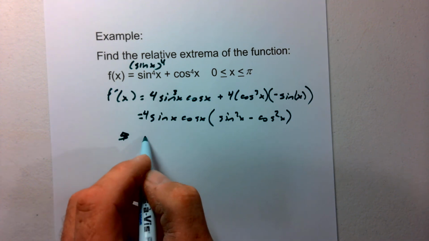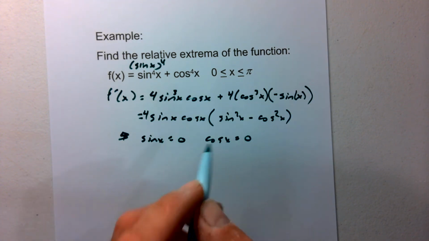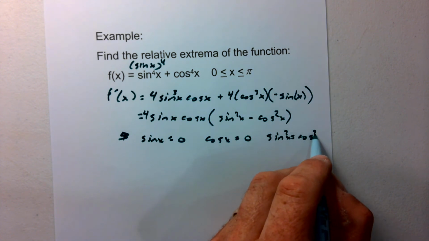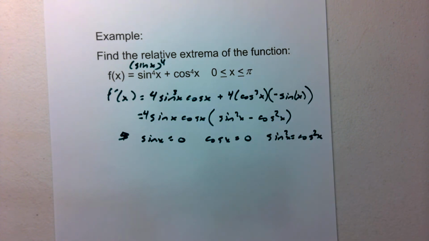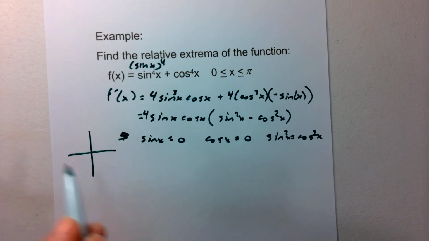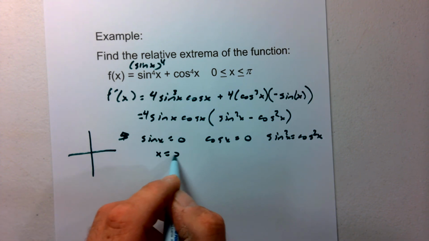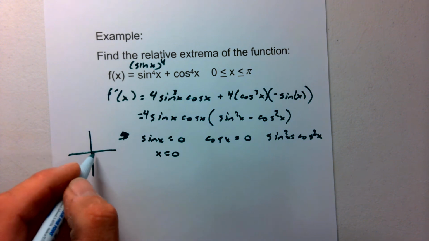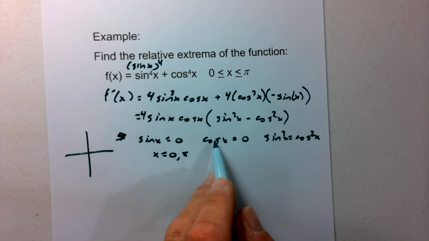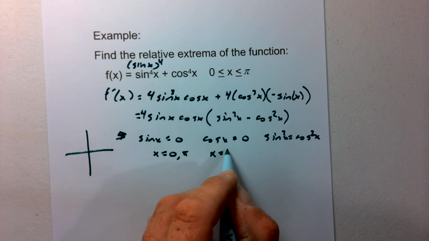The 4 doesn't matter, but the sine of x is going to equal 0. The cosine of x is going to equal 0. And then we also want sine squared to equal cosine squared of x. So if we think from 0 to pi, the sine of x is going to equal 0 at 0. The cosine of x is going to equal 0, and at pi, I guess. We have that as our endpoints. Cosine of x is going to equal 0 on pi over 2.